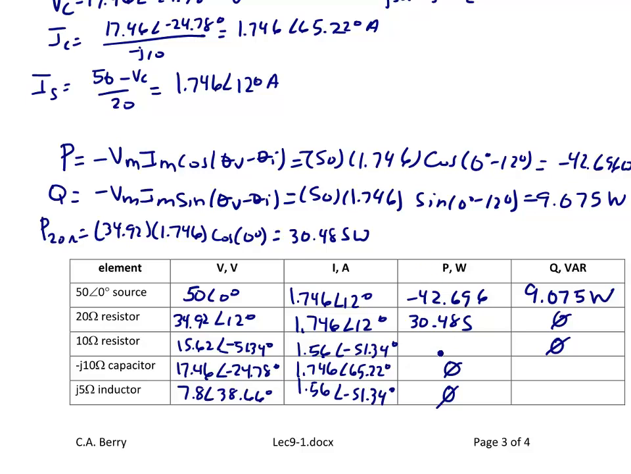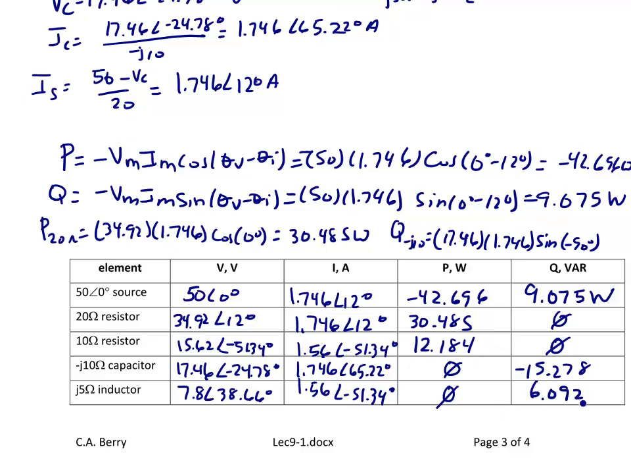We would do similarly for the 10 ohm resistor to get 12.184 watts. So Q for the capacitor, negative j10, would be 17.46 times 1.746 times the sine of negative 90 degrees. So for that capacitor, that would be negative 15.278 var. And similarly for the j5 inductor, it would be 6.092 var.